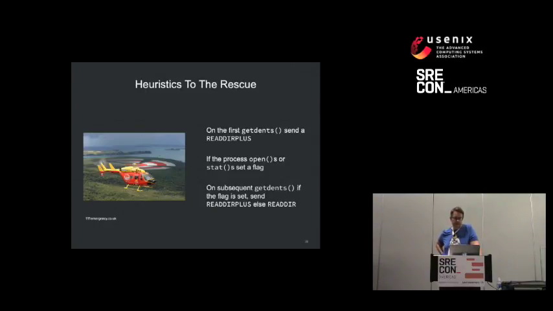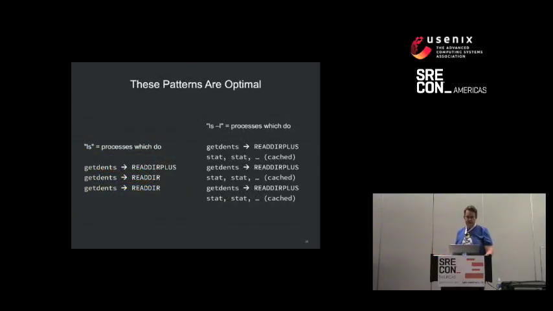Basically, when you do a getdents call, the first RPC sent to the server is always a readdirplus. After that, if your process does an open or a stat, it sets a magic flag on the directory, and if you do a subsequent getdents call and the flag is set, you keep using readdirplus, otherwise you fall back to readdir. So that gives us 2 optimal patterns, which are the things that all C programs do: you either do the ls model, which is getdents readdirplus, getdents readdir, or you do the ls -l, where you getdents readdirplus, and then a whole bunch of stat calls which come completely out of the client's cache and do no network traffic at all, and then you repeat that process.